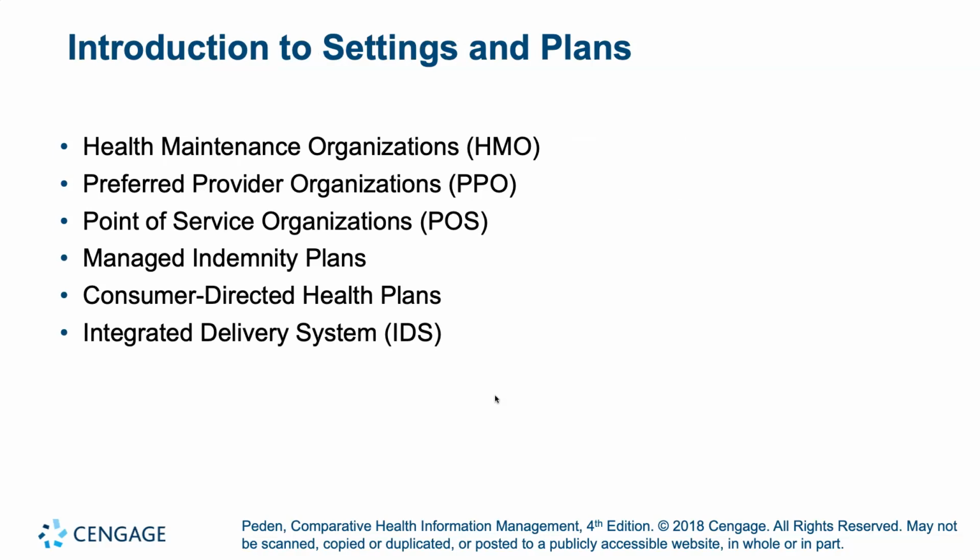So, settings and plans. There are HMOs, PPOs, POSs, managed indemnity plans, consumer-directed health plans, and IDSs. Lovely. Here in the U.S., we have choices, which is not a bad thing. It just makes it a little bit more challenging to learn, but we can do it.